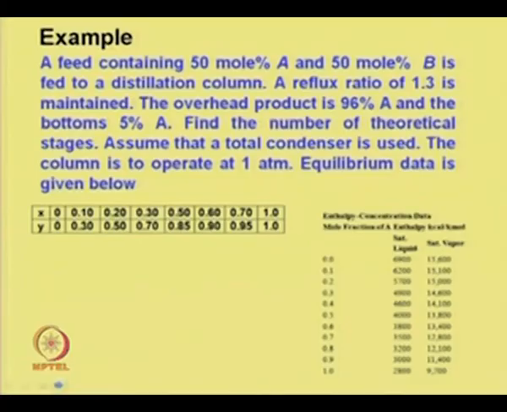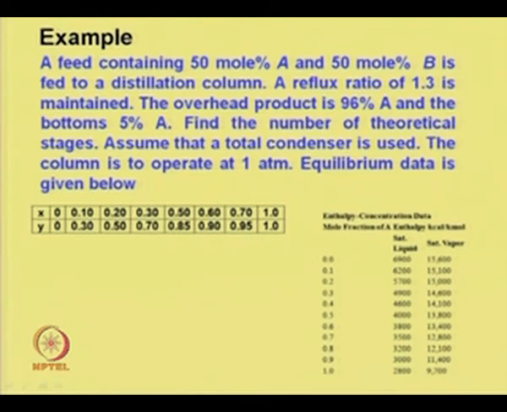Let us take an example for calculation of the number of plates using the Ponchon-Savarit (enthalpy-concentration) method. A feed containing 50 mole percent A and 50 mole percent B is fed to a distillation column. A reflux ratio of 1.3 is maintained. The overhead product is 96% A and the bottom is 5% A. Find the number of theoretical stages.